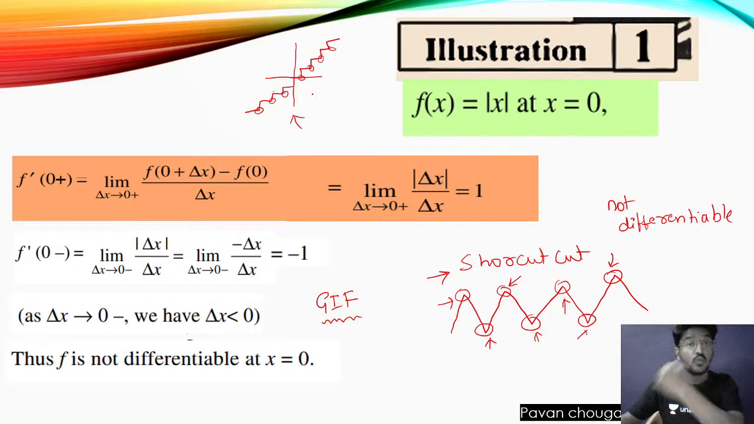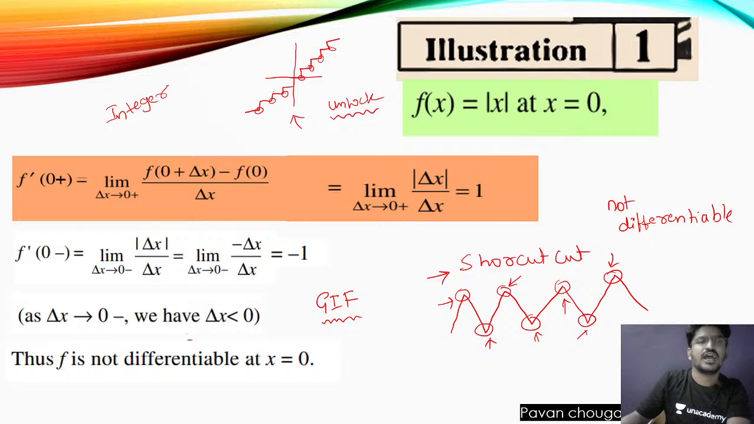The one thing you have to unlock here is where these sharp edges are present. If you know the nature of the graph, these sharp edges are present at integers. That means the greatest integer function is not differentiable at integers. See, I am not solving any problem here. I am not solving dy by dx. I am not calculating any limits. Just I am using the result.